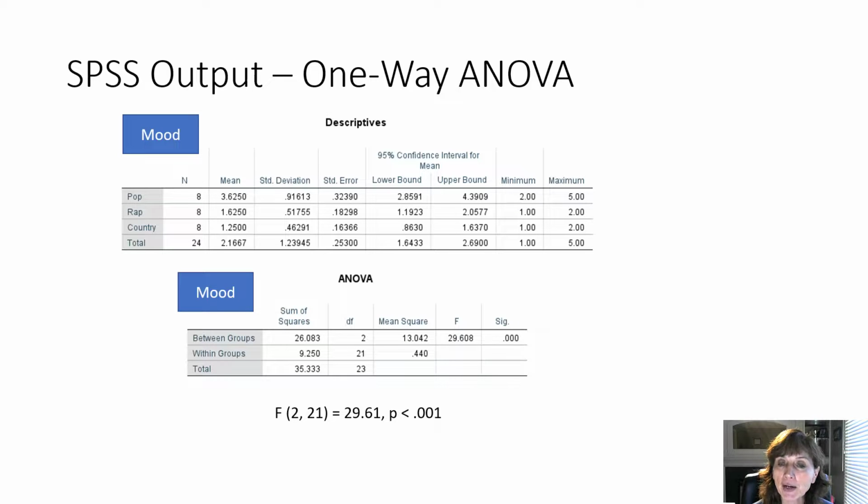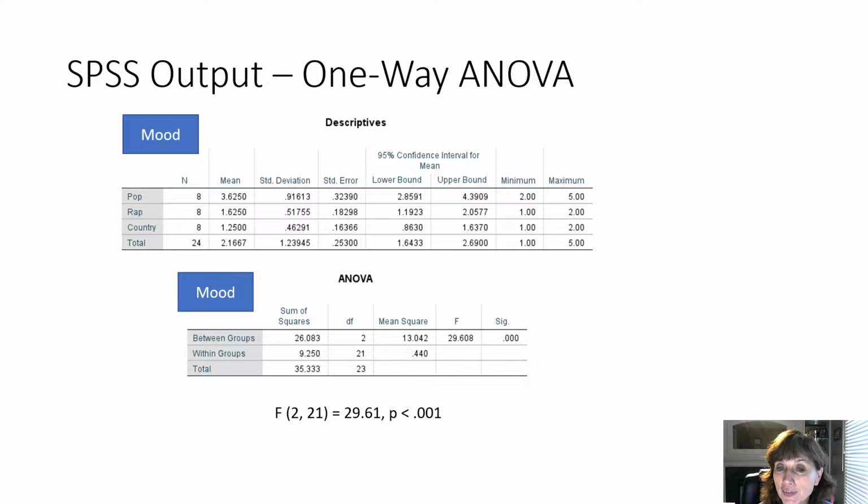If you remember how to report this, in manuscripts and in papers, we report it in the way I have listed at the bottom of the page, where F, and then we put our degrees of freedom in parentheses, 2 and 21, equals 29.61, and P is less than 0.001. Remember, if that significance level is less than 0.05, we call our results statistically significant. So we have statistically significant results because P is actually less than 0.001.